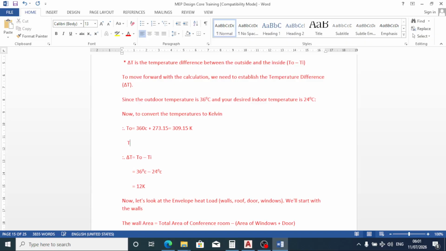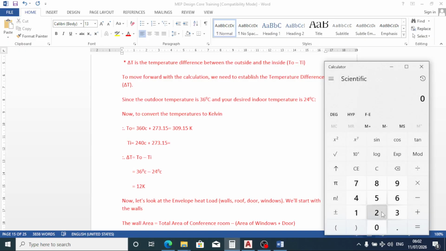The same thing goes for our desired indoor temperature of 24 degrees Celsius, which gives 297.15.